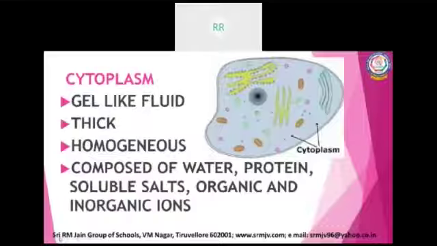Now, we are going to discuss the cytoplasm. Cytoplasm is the gel-like fluid contained within the cell membrane of the cell, but excluding the nucleoplasm within the nucleus. The cytoplasm is thick, homogeneous, and is composed of water along with protein, soluble salts, and organic and inorganic ions that are selectively allowed into the cell through the cell membrane.